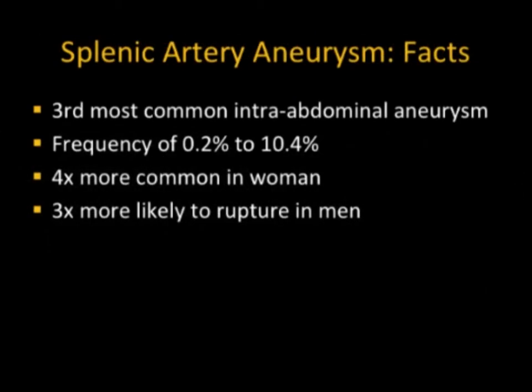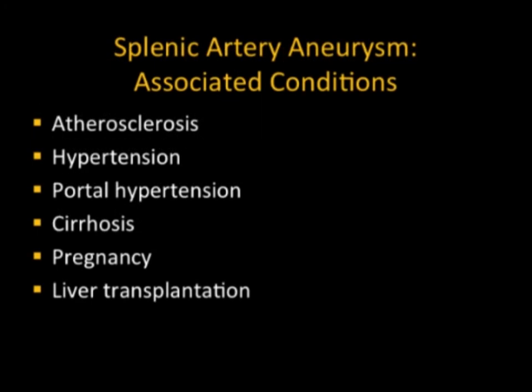Couple facts just to remind you again, as we commented: third most common intra-abdominal aneurysm. Frequency, again, depending on the population, but in general under 1%. More common in women, but more likely to rupture in men. And as we mentioned, there are a number of different causes. I think atherosclerotic changes in multiple vessels are the most common, but hypertension, including portal hypertension, cirrhosis, and pregnancy, as well as liver transplantations, are typically the things that make the list.